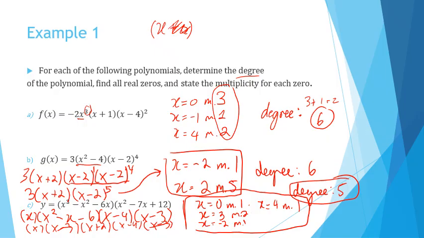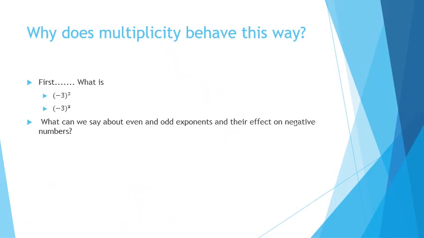All right, so be prepared to do this on a test. I'll give you a polynomial and then ask you to find all the zeros and state the multiplicity of each zero. All right, so why does multiplicity behave in this way?